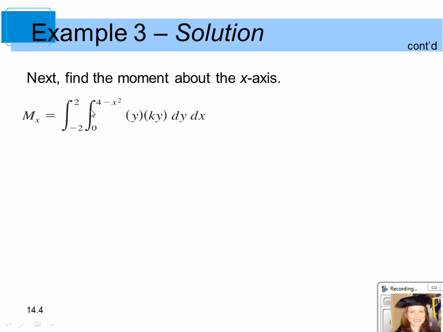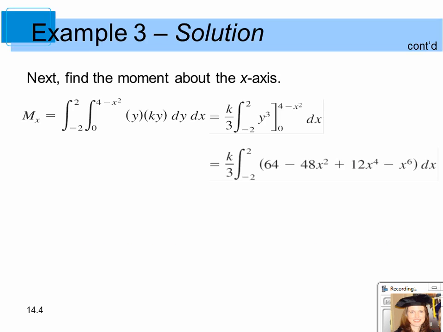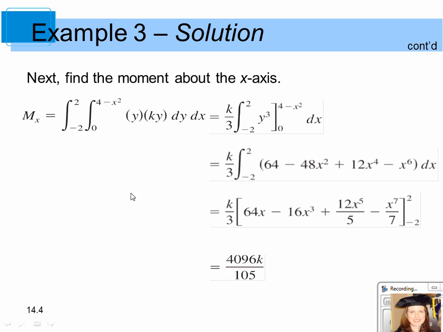If you notice, going back to the previous one, this double integral was essentially the same, except now we're adding this y. So when we integrate the inside with respect to y, this is k times y squared, and we integrate that to get y cubed over 3, and that k along with the 1/3 comes out in front. You evaluate at the upper bound and the lower bound and simplify your result to get a single integral, and then you work it out to find that the moment about the x-axis is 4096k divided by 105.